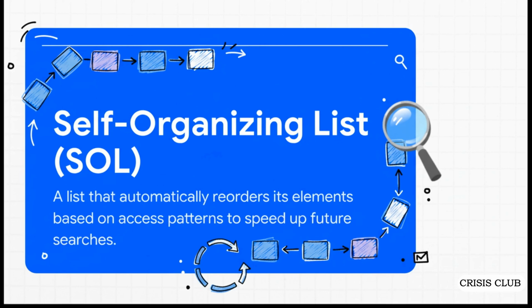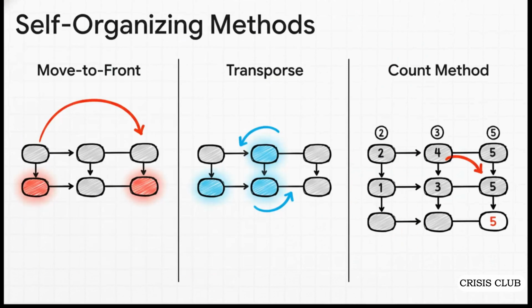The whole idea is, look, if you keep asking for the same item over and over, shouldn't the list make that item easier to find next time? So it does. It automatically reorders itself, bumping the most frequently accessed stuff right up to the front. And there are a couple of cool strategies for this. The most aggressive one is move to front. You touch an item and bam, it immediately jumps to the head of the list.